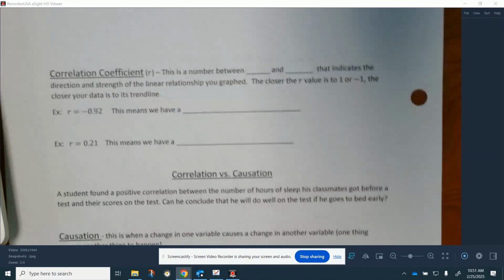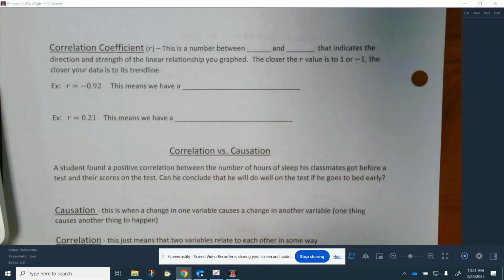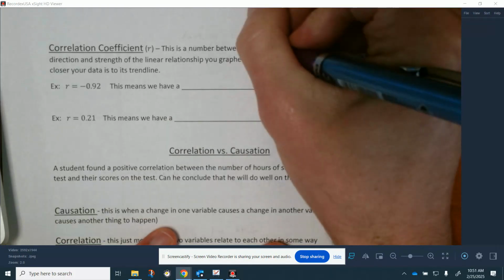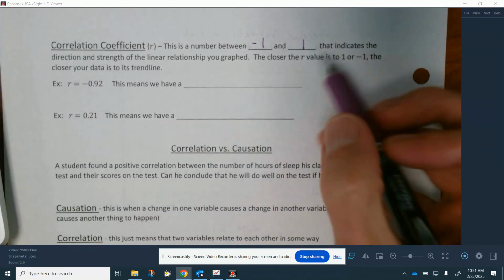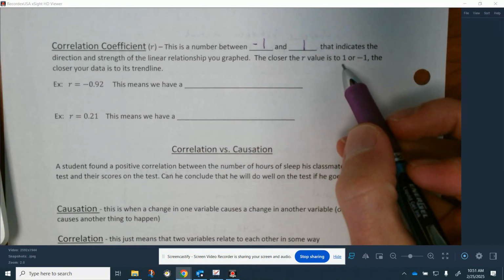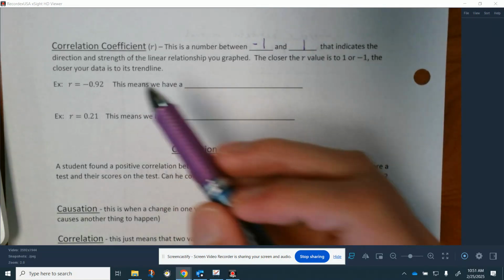Okay. Correlation coefficient. This is the value R. So our correlation coefficient is a value that is going to be between -1 and 1. And it indicates the direction and the strength of the linear relationship you graphed. The closer your R value is to 1 or -1, the closer the value is to the trend line.